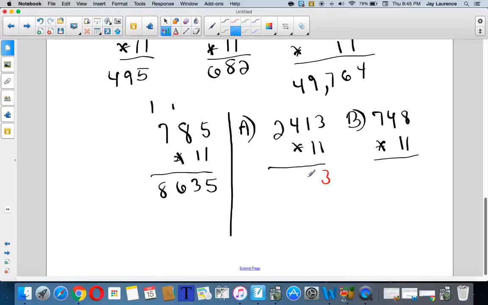1 plus 3 is 4. 4 plus 1 is 5. 2 plus 4 is 6. And I put the 2 out front, and there we go. All right, over here, I've got an end in an 8.